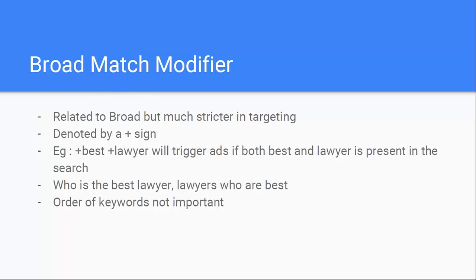The latest addition to the picture is broad match modifier. It is related to broad, but it's much stricter in targeting. So it is denoted usually by a plus sign. So for example, +best +lawyer will trigger ads if both best as well as lawyer is present in the search. So sample searches where it will trigger ads are who's the best lawyer, lawyers who are best. See here the order is not important.